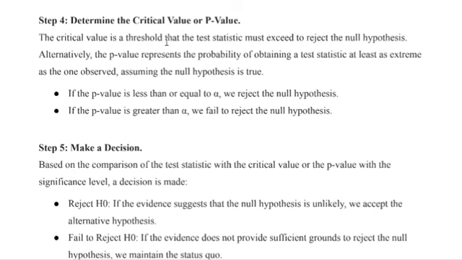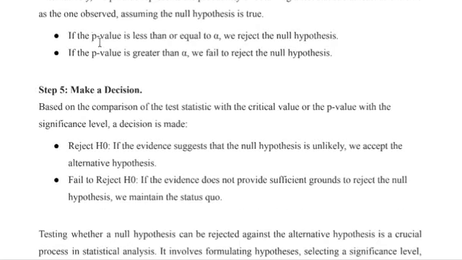The critical value is a threshold that the test statistic must exceed to reject the null hypothesis. Alternatively, the p-value represents the probability of obtaining a test statistic at least as extreme as the one observed, assuming the null hypothesis is true. If the p-value is less than or equal to alpha, we reject the null hypothesis. If the p-value is greater than alpha, we fail to reject the null hypothesis.